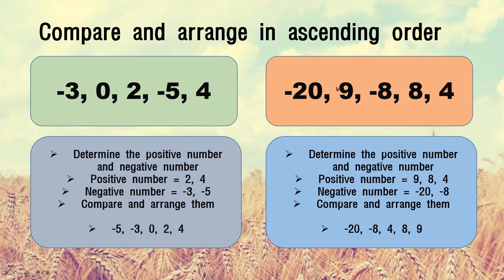Okay, so for your descending order, it will also be the same thing, girls. Our descending order is arranged from the largest to the smallest. So you can go with these steps too. Okay, first you find out your positive numbers. Second, you find out your negative numbers. After that, you compare them. Find which one will be the greater.